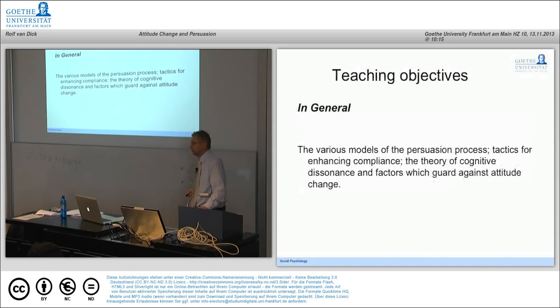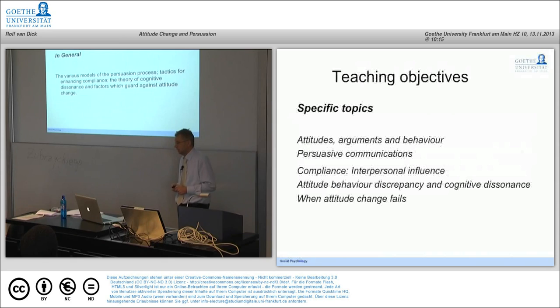In general, today we will be talking about various models of the persuasion process. I will give you some real-life tips to increase your abilities to persuade others when we talk about tactics for enhancing people's compliance. We will talk a lot today about the theory of cognitive dissonance, and I will present the classic examples that have been conducted. And at the end, we will also talk about whether there are any methods to guard us against attitude change, to protect us from being too easily persuaded by others.